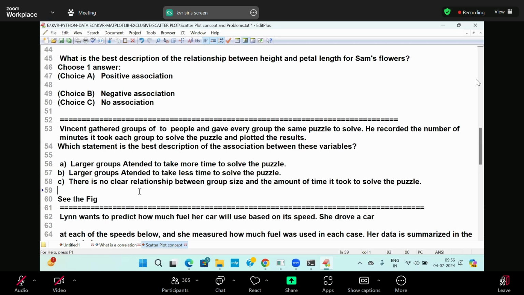Puzzle difficulty is increasing and the time is also increasing. That is called which association? My dear students, the puzzles are increasing and you are solving quickly. Don't think everything is like that. Puzzles are increasing and you are solving very fast. Are you positive or negative?